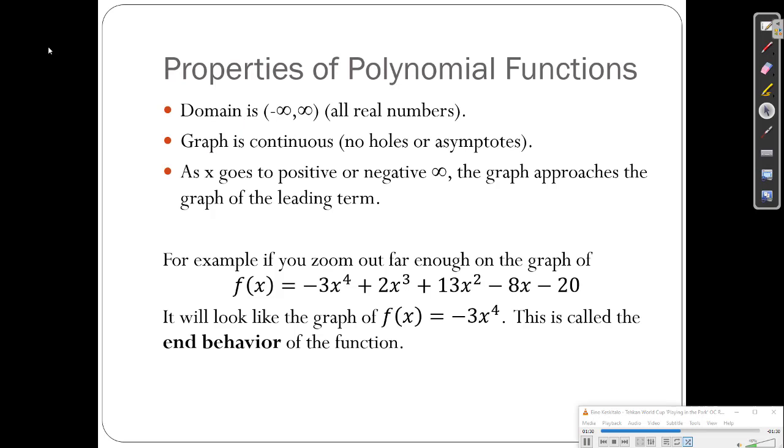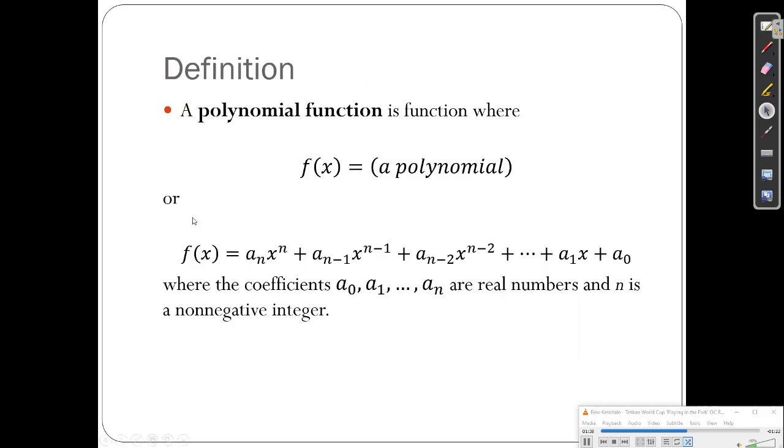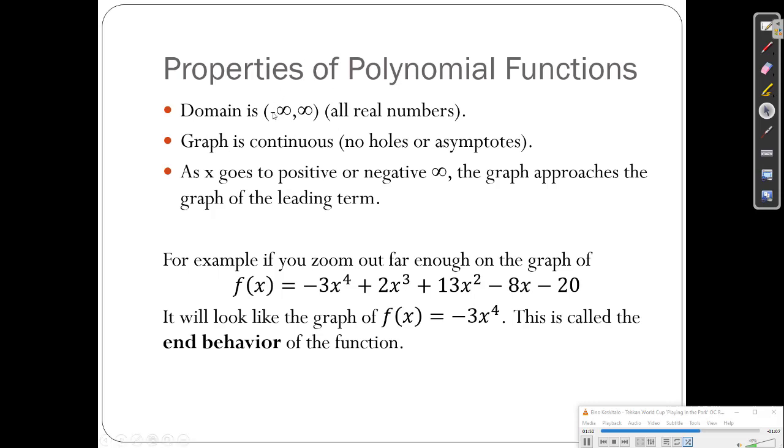Alright, properties of polynomial functions. Domain is always all real numbers, negative infinity to infinity. There's no division here, so no possibility of dividing by 0. There's no possibility of roots because there's no fractional exponents. They have to be integers and non-negative, or whole numbers. So there's no possibility of imaginary numbers. Domain is negative infinity to infinity. If you look at the graphs, they're all continuous. They have no holes or infinite jumps. We'll look at asymptotes in more detail in the next couple sections.